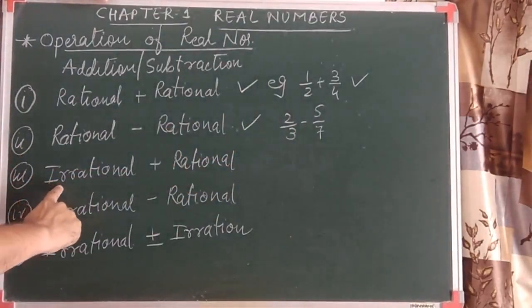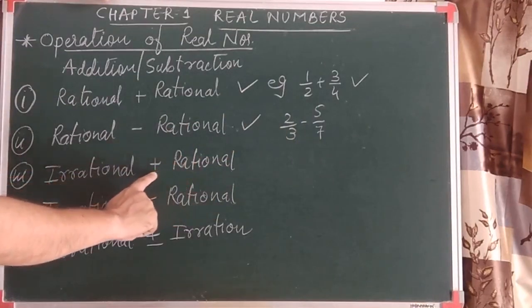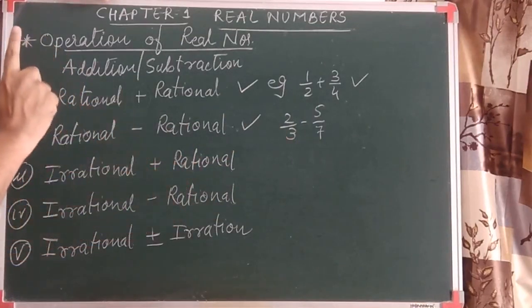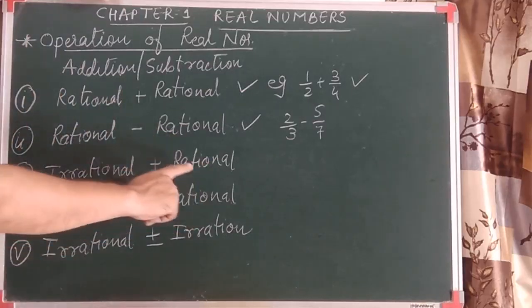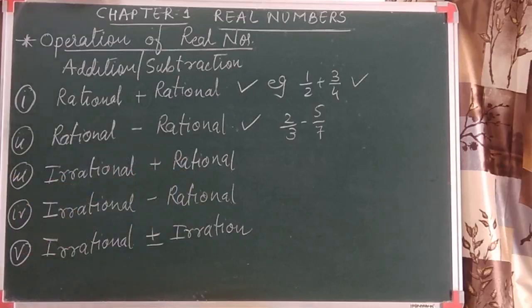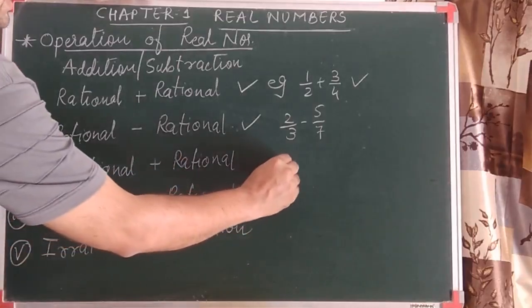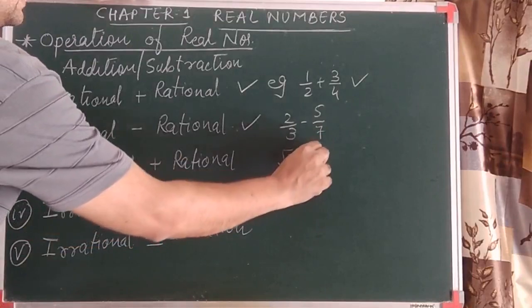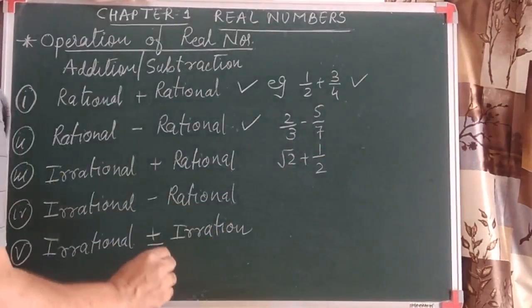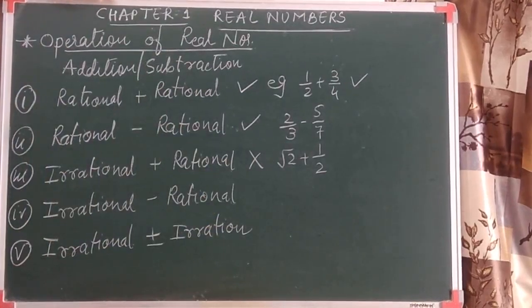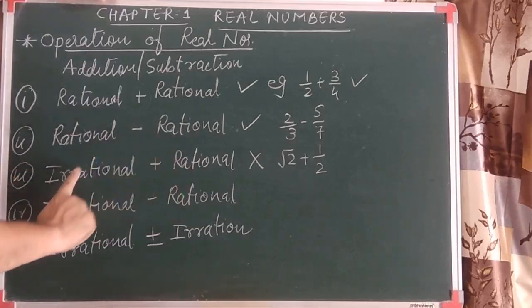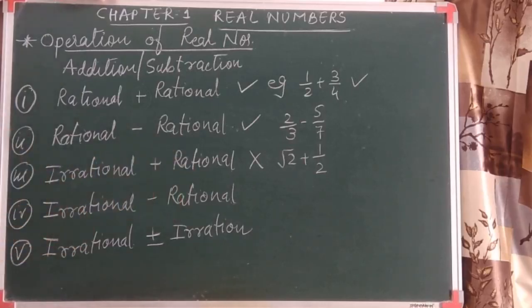I have written irrational plus rational. The operation is addition, but between which two numbers? Between the rational numbers and irrational numbers. So let's see whether it is possible or not. If I take any irrational number and any rational number, always remember it can never be possible. The addition of rational and irrational, never possible. It's never possible. Remember this.